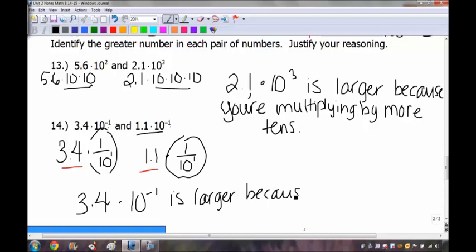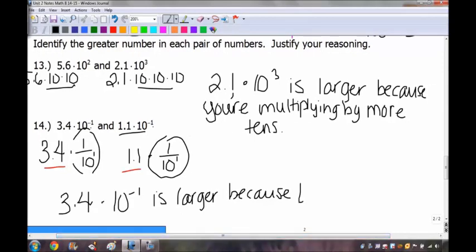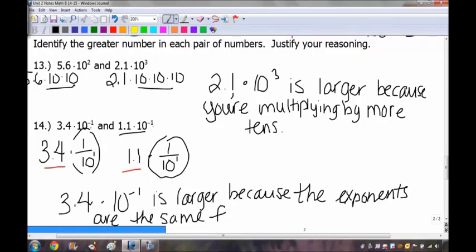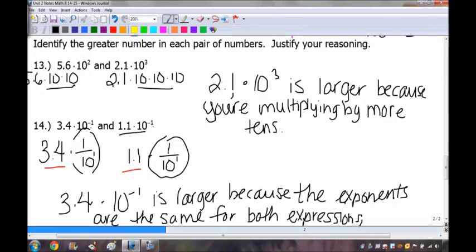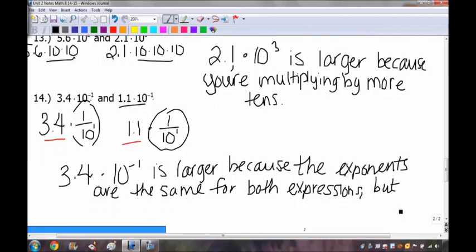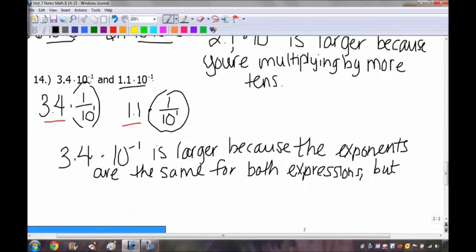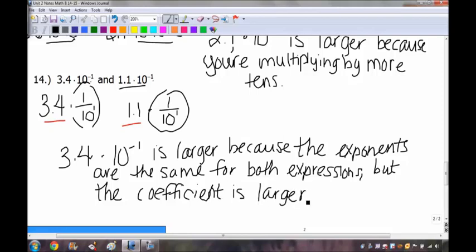because the exponents are the same for both expressions, but the coefficient of this expression is larger. So you always want to look at the exponents first, and then if the exponents are the same, then you start looking at the coefficient.